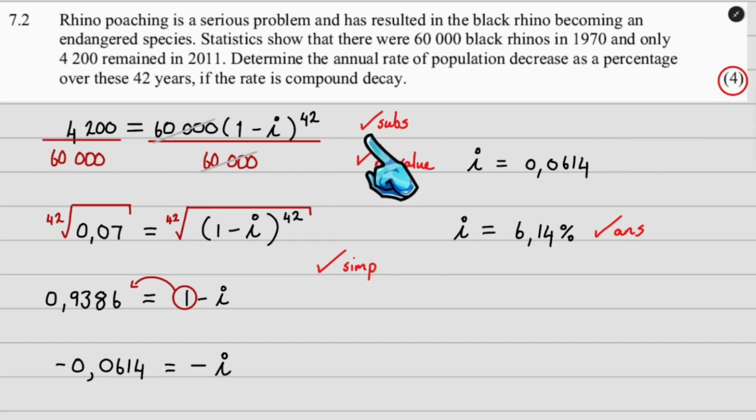And then last thing, let's quickly have a look where the 4 marks are coming from. Substitution in the correct formula gets us our first mark. The correct N value of 42 gets us our second mark. Our simplification steps gets us the third mark. And the last mark will come from our final answer.